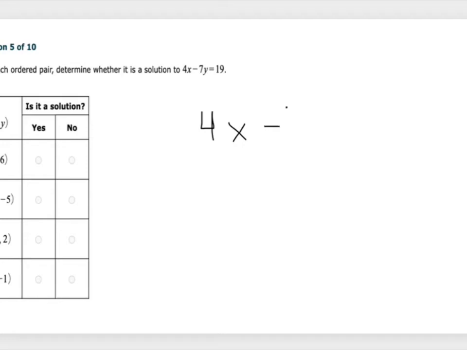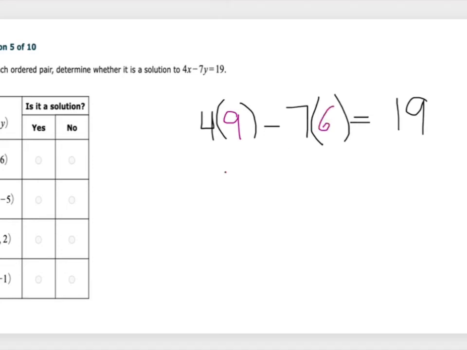minus 7y equals 19. Okay, so we're going to take out the x, take out the y, put in my parentheses, and plug in 9, 6. 9, 6. 36 minus 42 is not 19, so the first one is a no. Okay, erase, get rid of these.